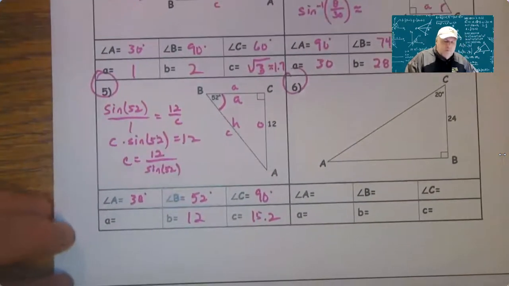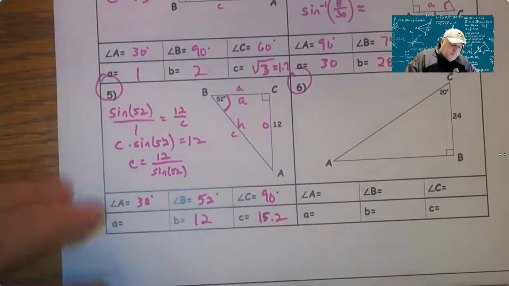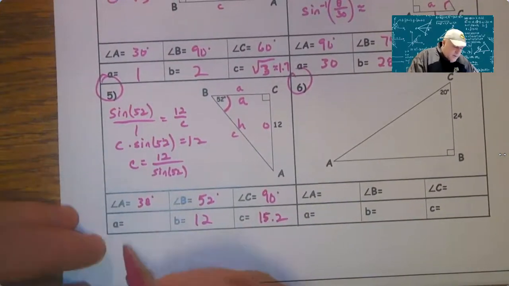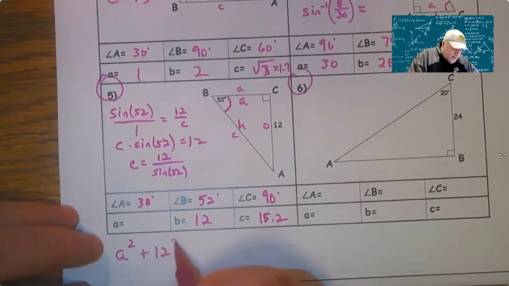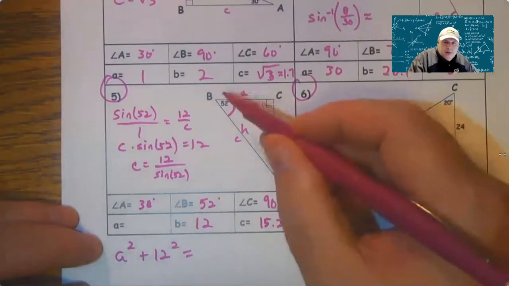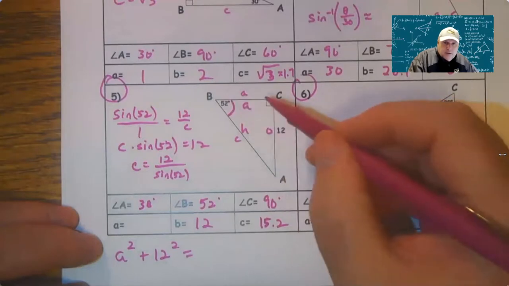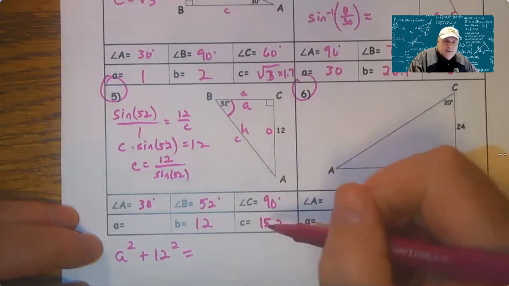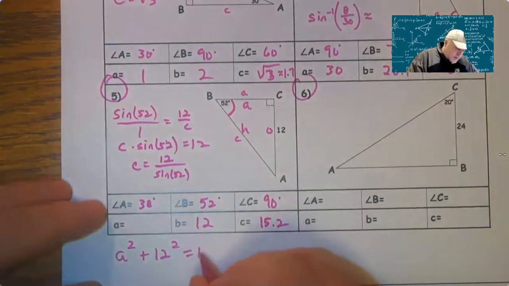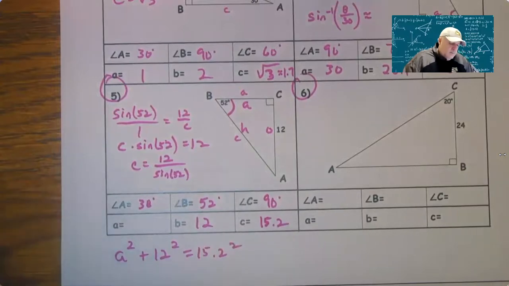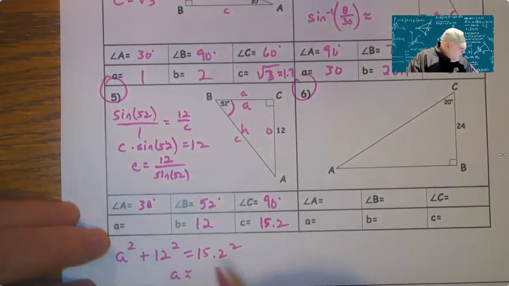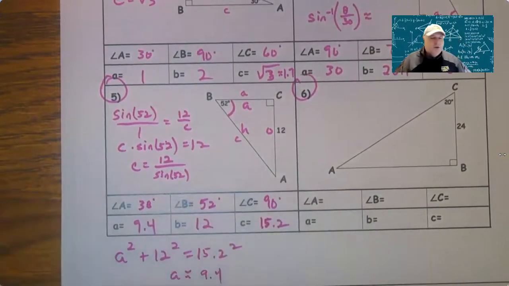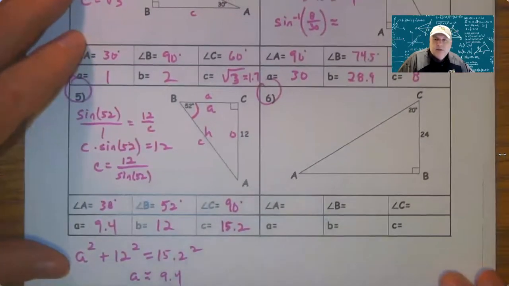And so from there you can do the Pythagorean theorem to get side A. So remember, trace the right angle. A squared plus B squared. So A squared, not the same idea though, plus 12 squared equals 15.2 squared. Okay, and when you solve that, I'm not going to do all that work, but when you solve that, you get 9.4. But just trace the right angle to determine how to set up the right triangle.